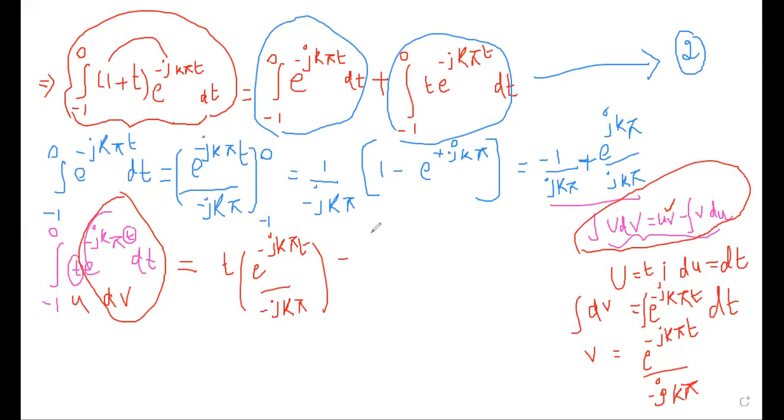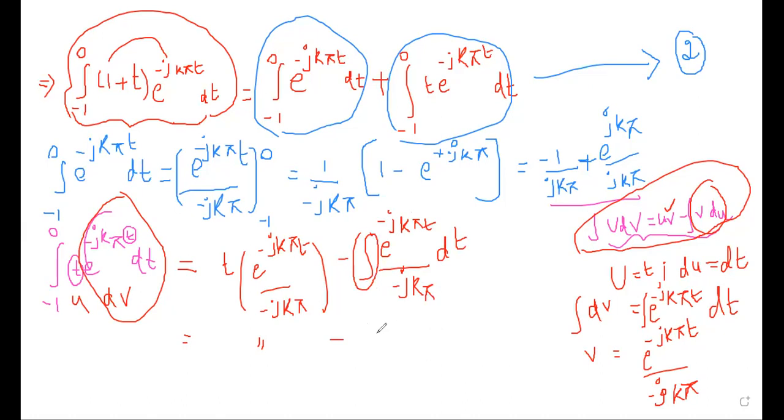Then minus of, as per the formula, I have integral v du. So what is v? Again my v is e power minus j k pi t the whole divided by minus j k pi, into du. Du is nothing but dt. So now my first term will be repeated; I cannot do further simplification on the first term. My second term is again an integration.